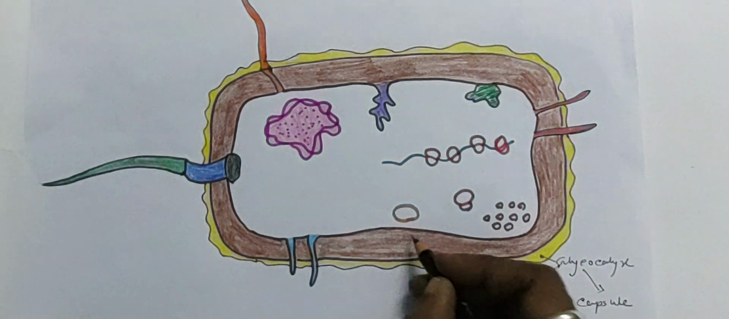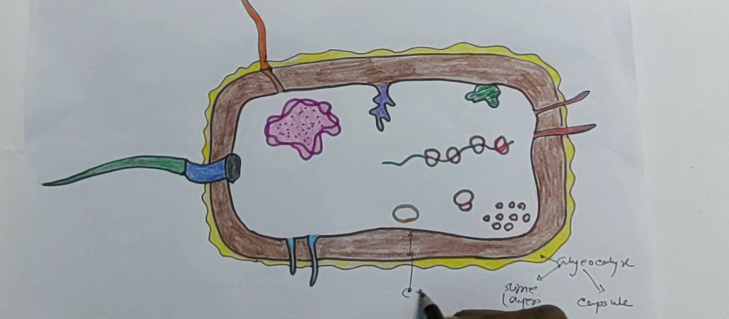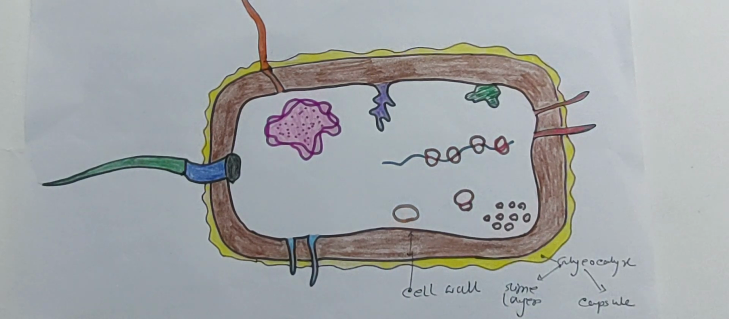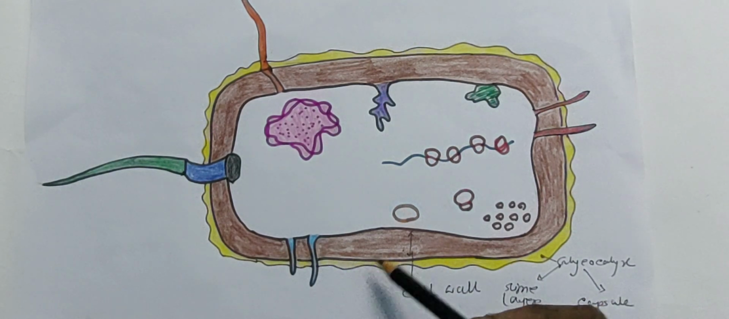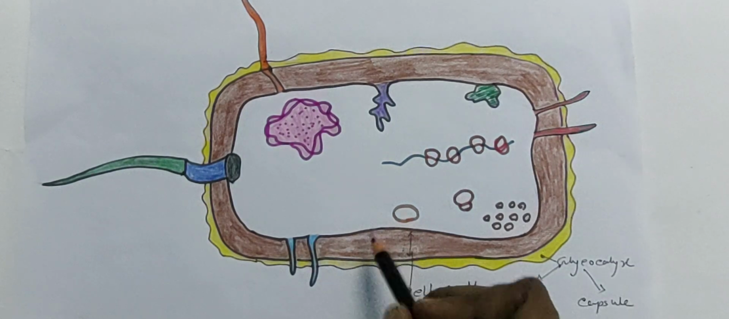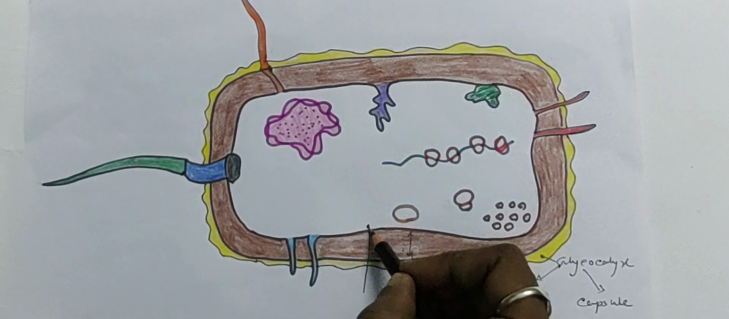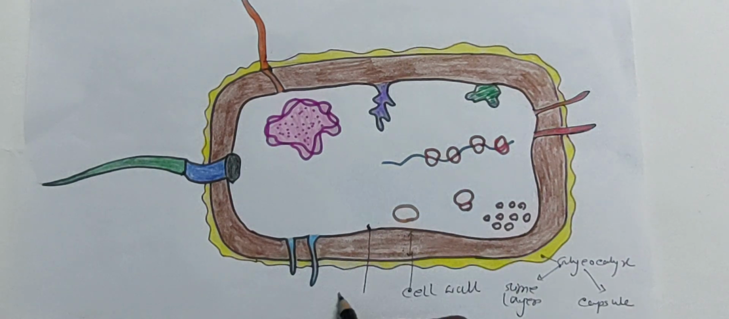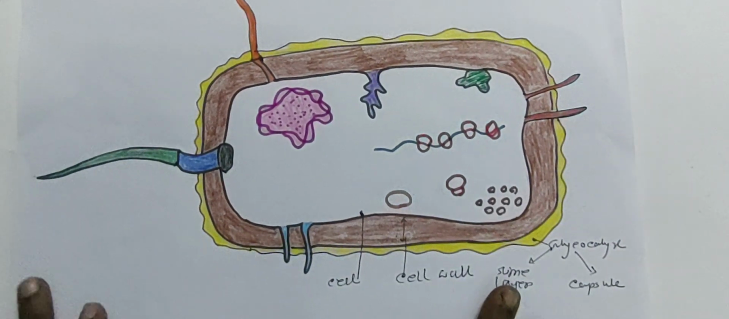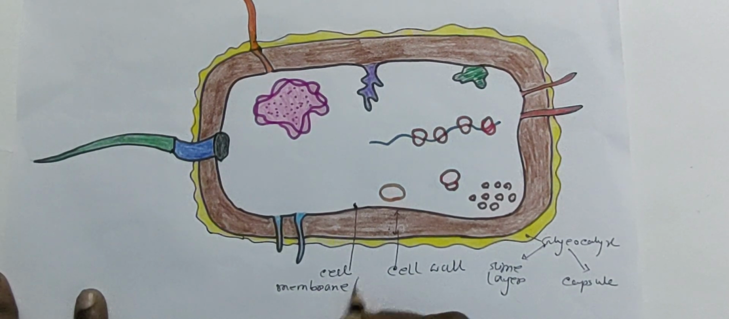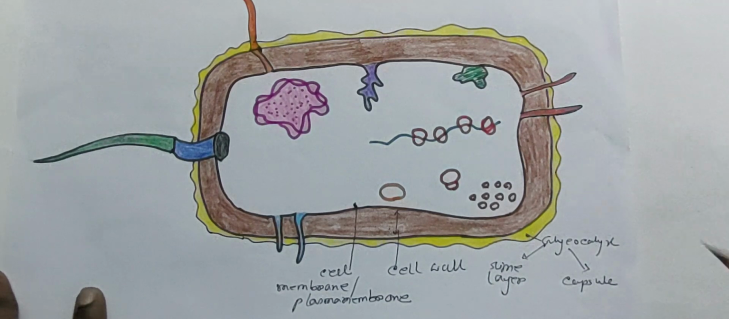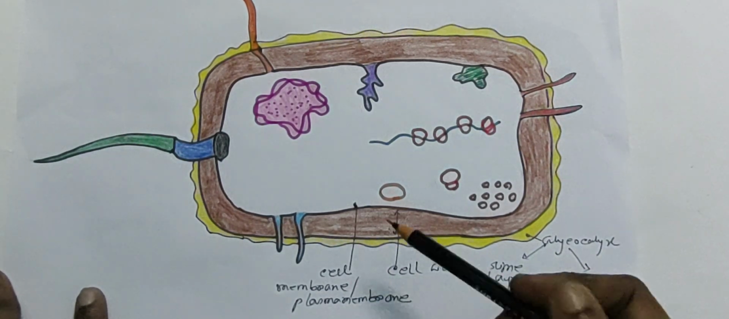Next to the glycocalyx, there is a cell wall. This brown part is the cell wall. The bacterial cell wall is made up of peptidoglycan. Next to the cell wall, there is a cell membrane. This is the cell membrane, also called the plasma membrane.